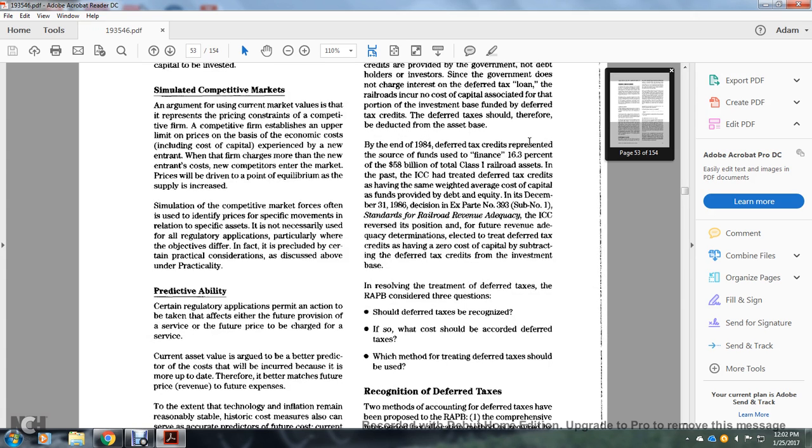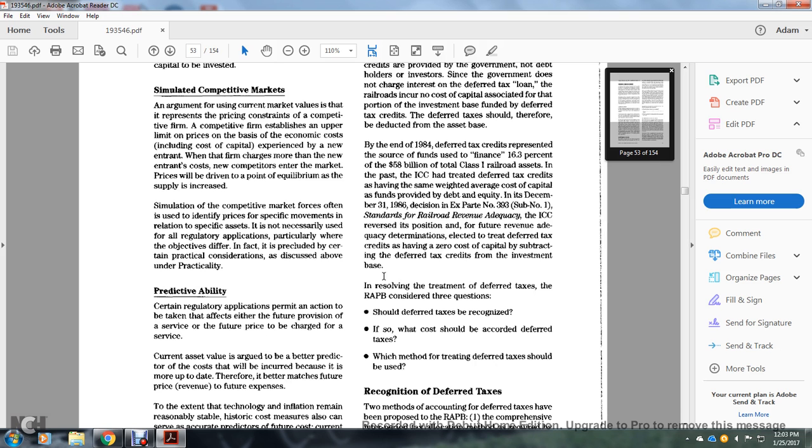By the end of 1984, the deferred tax credit represented the source of funds for 16.3% of the 58 billion total Class 1 railroad assets in place. The Interstate Commerce Commission had treated the deferred tax credit as having the same weighted average cost of capital as the funds provided by debt, until December 31st, 1986. In the decision Ex Parte No. 393, Sub No. 1, Standards for Railroad Revenue Adequacy, the Interstate Commerce Commission reversed its position and elected to treat the deferred tax credit as having zero cost of capital, subtracting the deferred tax credit from the investment base.